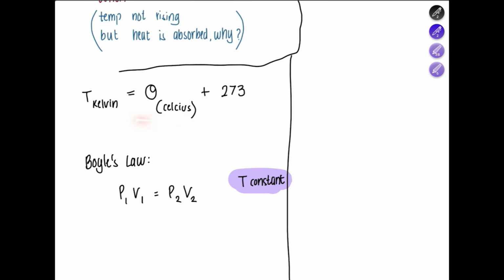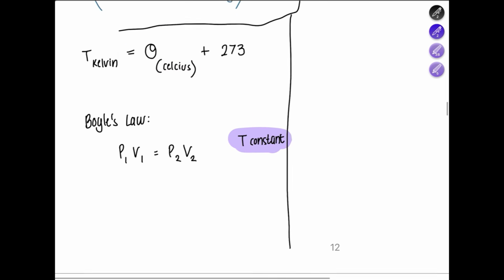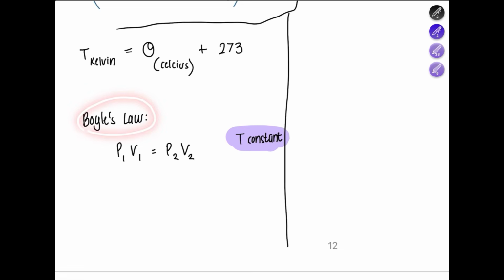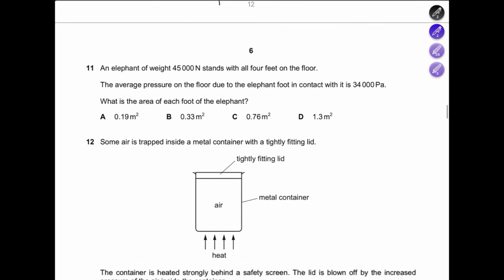Now, to change from Celsius to Kelvin, add 273. One more important rule is Boyle's law. This means that when temperature is constant, pressure and volume are inversely proportional. For example, if you want to find V1, it's going to be P2 times V2 divided by P1. Now let's solve some questions based on that.